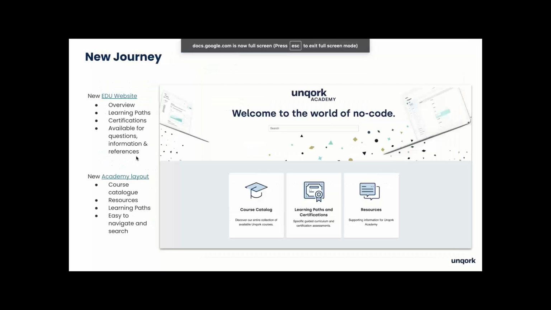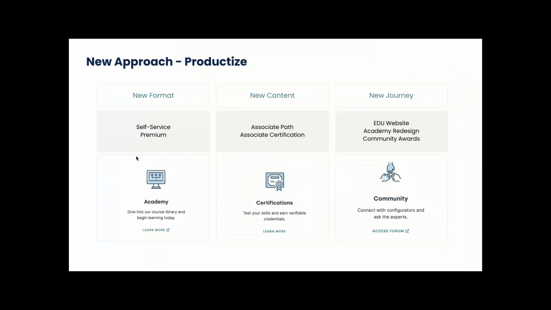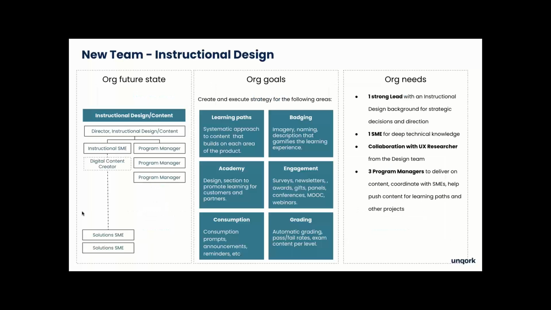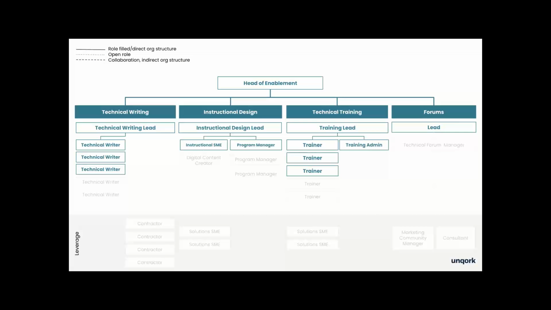Okay. All right, so just to summarize a little bit, as far as productization, we have a new content for associate configurator. We have a new journey with different websites, and we also have different ways to engage self-service versus premium. Again, our org right now includes instructional design, which is what helped us to create a product out of our content. And this is what the organization looked like.